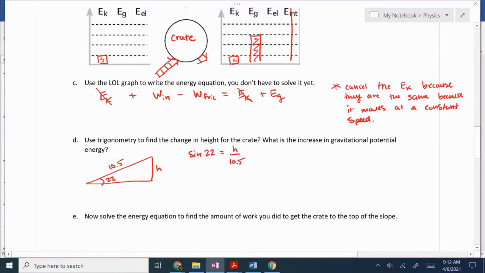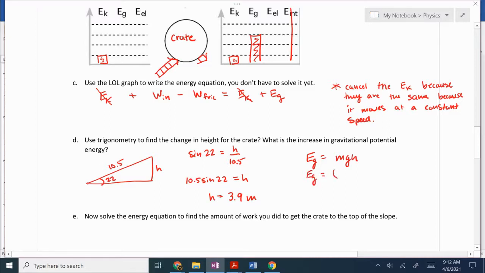So then multiply both sides by 10.5. So 10.5 sine 22 is equal to h. H is equal to 3.93, let's just call it 3.9 meters. So then what is the increase in gravitational energy? It's just mgh.